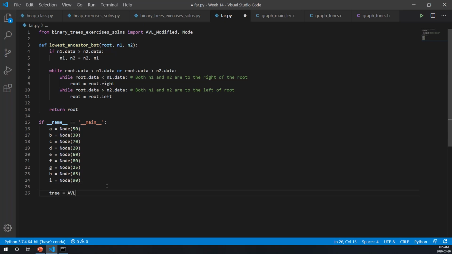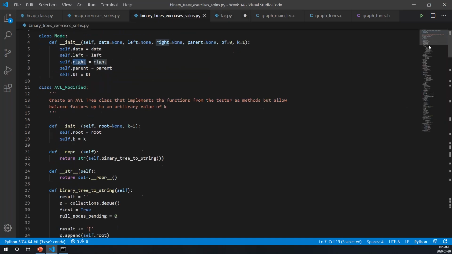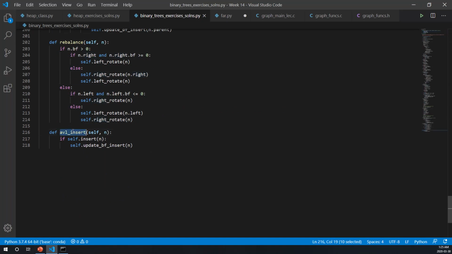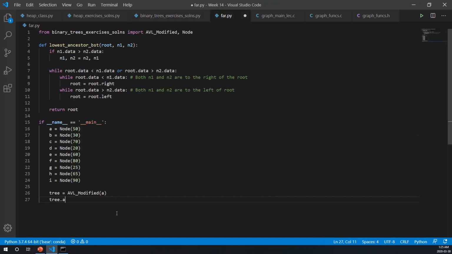Let's actually make my tree. So AVL modified, and I'm going to set my root to A. And let's just do some inserts. So I'm going to use the AVL insert function that I set up here, tree.avl_insert. I could just do a regular insert, it doesn't really matter. But anyway, I can insert my B. I can do AVL insert C, and so on.